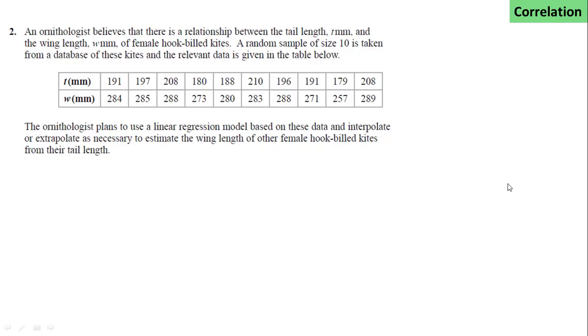Here's a typical question. An ornithologist believes there's a relationship between tail length and wing length of female hook-billed kites and takes a sample of 10 of them, measures their tail lengths and wing lengths and stores the results in the table. Now she plans to use a linear regression model based on the data and is looking to estimate the wing length of other female hook-billed kites on their tail length.